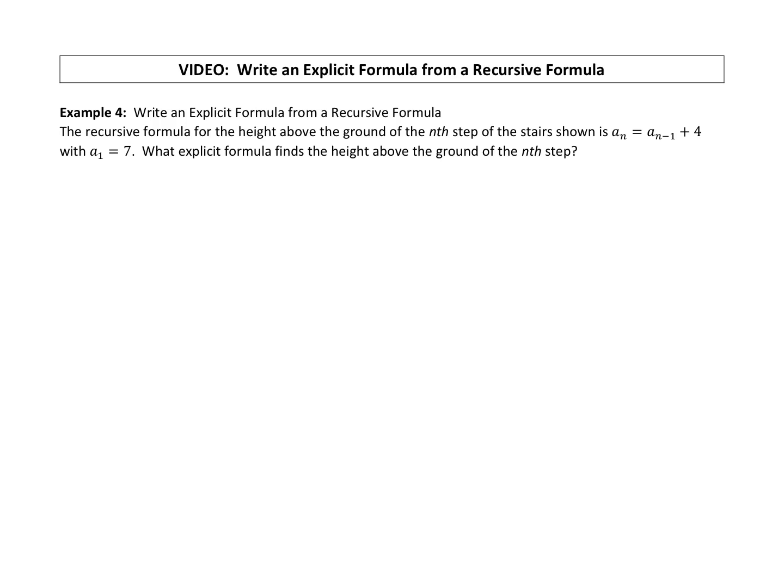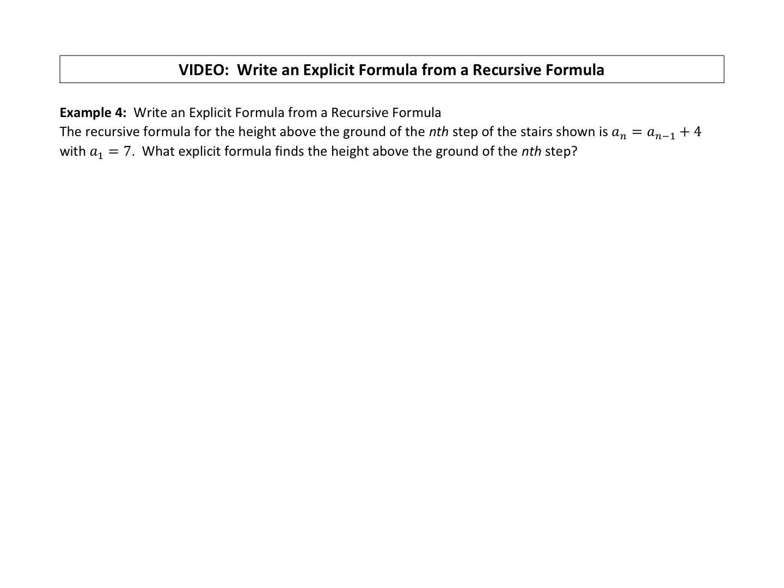Okay, in this video, we're going to write an explicit formula from a recursive formula. So the recursive formula for the height above the ground of the nth step of the stairs shown is a sub n equals a sub n minus 1 plus 4, with a sub 1 equals 7.